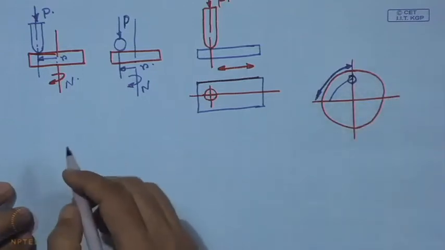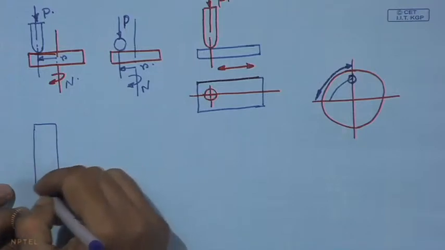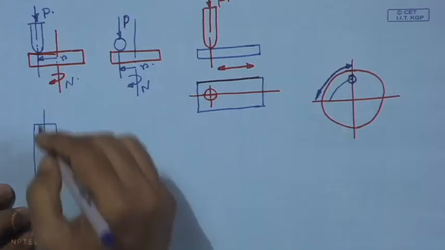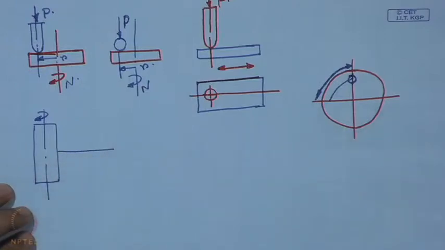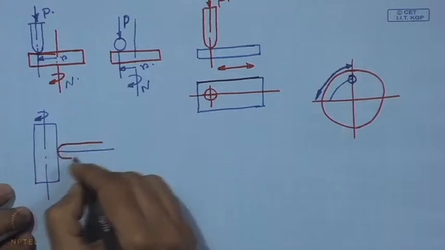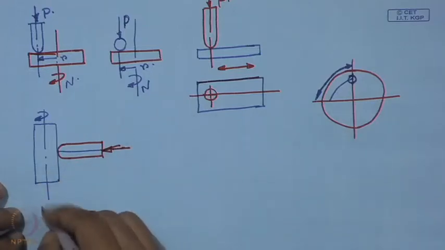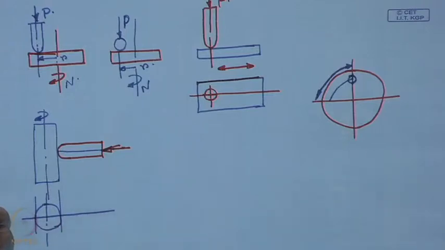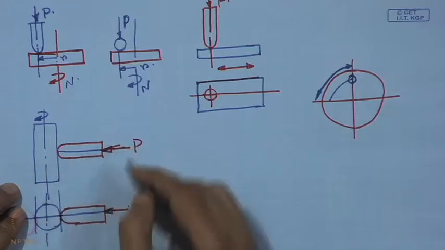Then pin on cylinder. Pin on cylinder means this is going to be a cylinder, and this is the axis of the cylinder which is rotating. Against this we can have one pin which will be in contact. So this is one way, and here we have the front view. This is going to be the pin that is in contact. So this is an example of pin on cylinder, that means the pin is held against the cylinder, and it is stationary and loaded with a force P.